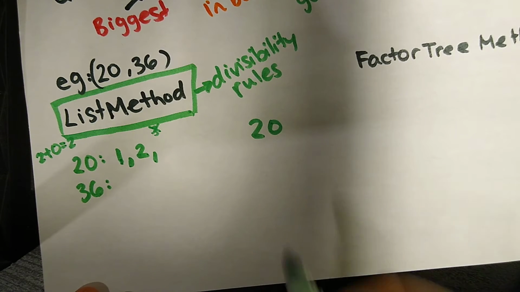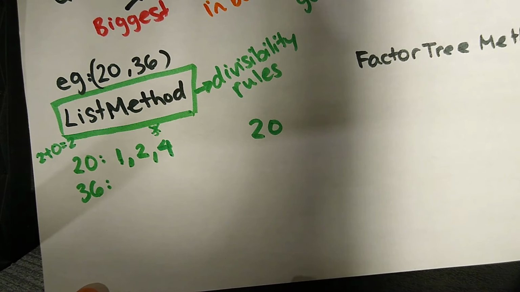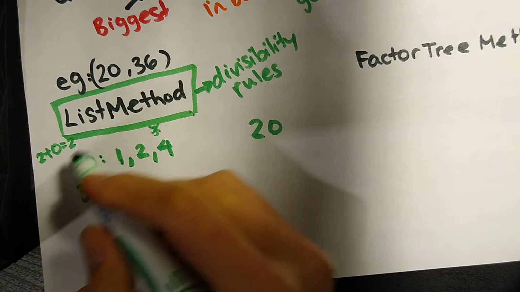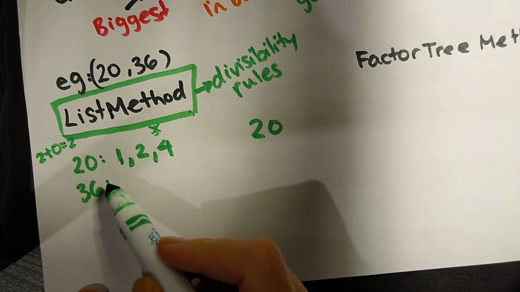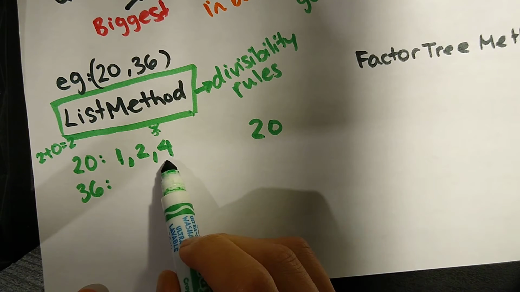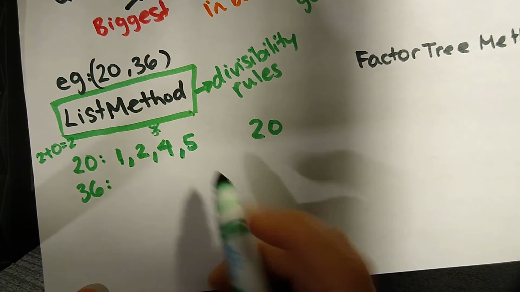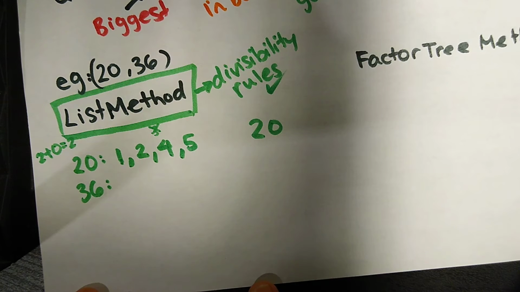It's not a factor. 4, we know that 4 times 5 is 20. You can check a multiplication chart. The divisibility rule for 4 is that the last 2 digits are divisible by 4, and there are only 2 digits here, so it's not really applicable. And we know that 4's factor pair for 20 is 5. Since 4 and 5 are right next to each other, we're done using the divisibility rules, and now we just need to find the factor pairs.